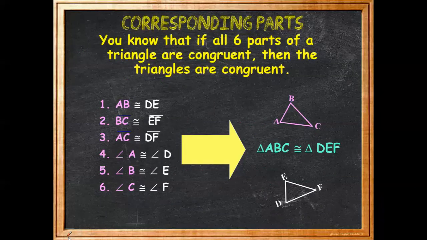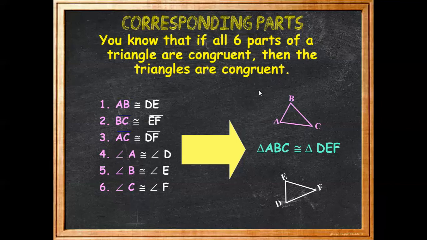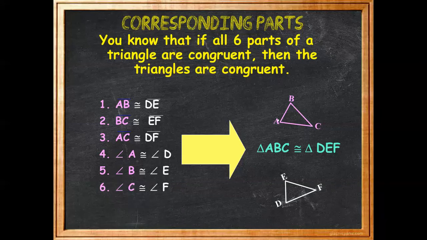But how much do we need to know about a triangle in order to prove that they are congruent? If we know that all 6 parts of a triangle are congruent, then we know that the triangles are congruent. So for example, if we know that all 3 sides, AB is congruent to DE, BC is congruent to EF, and CA is congruent to FD, and then we also know the angles. If we know that angle A is congruent to angle D, angle B is congruent to angle E, and angle C is congruent to angle F, then we also know that those 2 triangles are congruent.